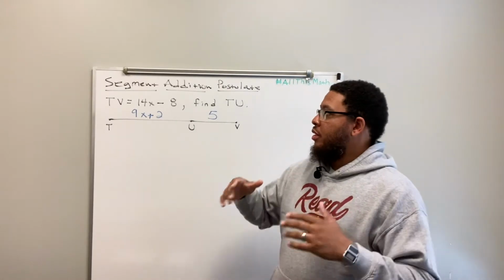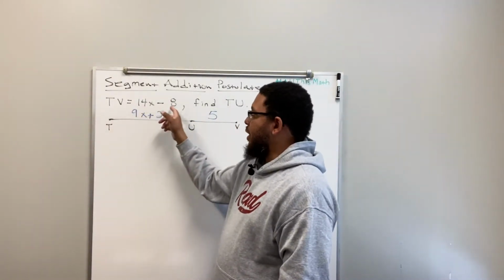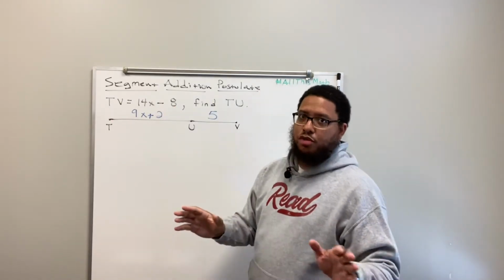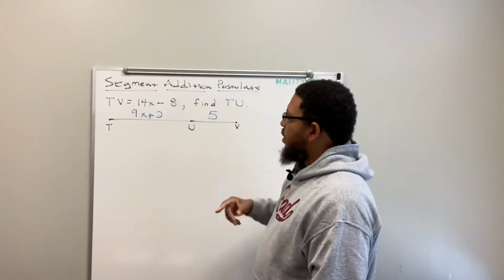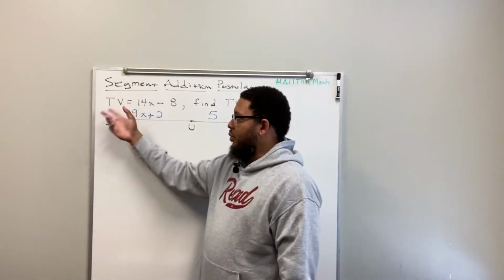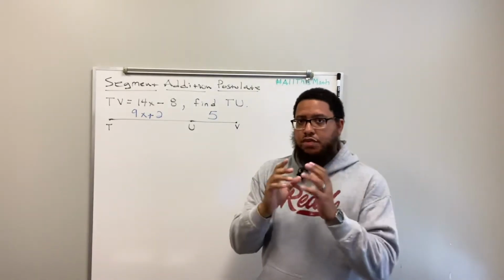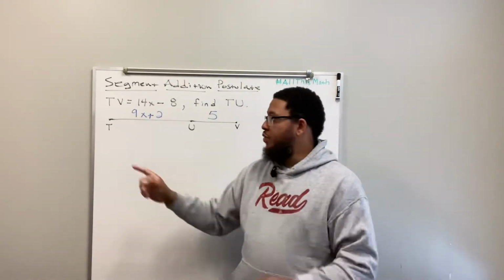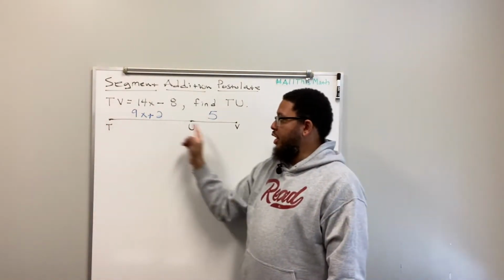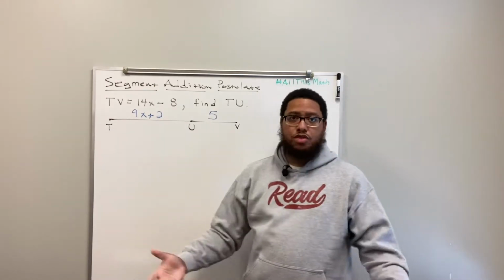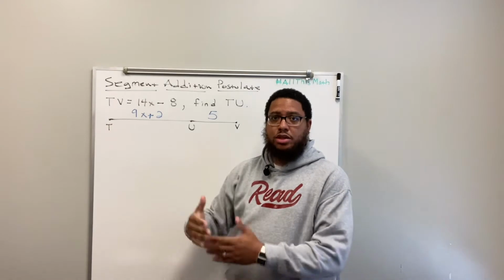So let's read the problem. It says TV equals 14x minus 8. Don't worry, that might sound confusing. I'm going to break it down for you. And we need to find TU. First of all, what is TV? What does that even mean? TV is a segment. TV is the length between the point labeled T and the point labeled V. So from here to here, basically. That might be the distance from your school to your house, right? That's a segment. That's a certain length of space.